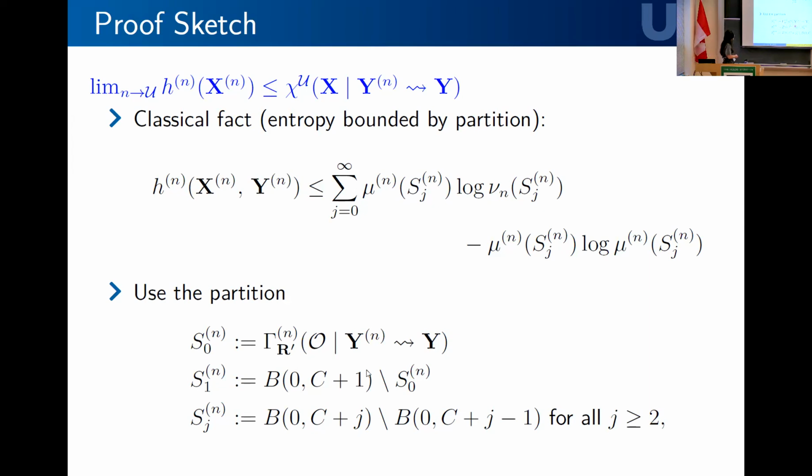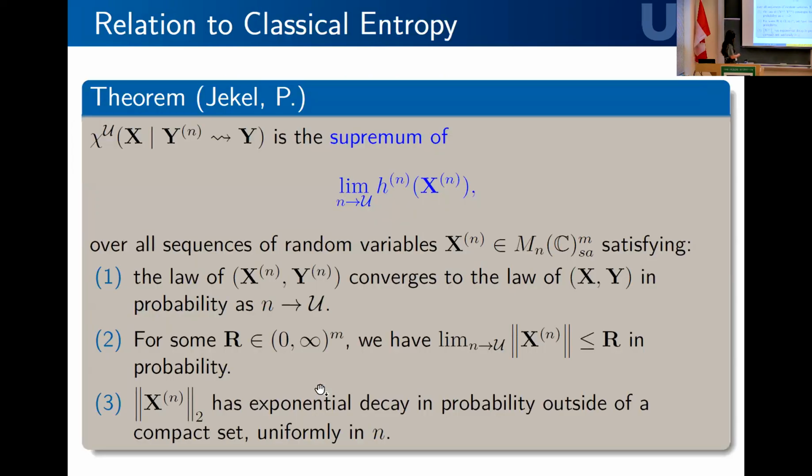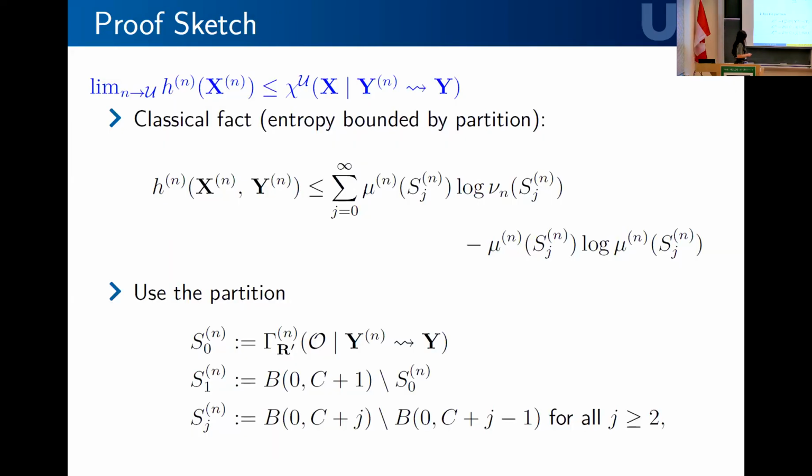My second set is a ball of radius c plus 1. What is c? I said earlier that this condition 3 holds, and c is the thing that gives me the radius of this compact set or something. Then I take whatever that ball is, I subtract the microstate space, and then it's just a bunch of annuli after that.